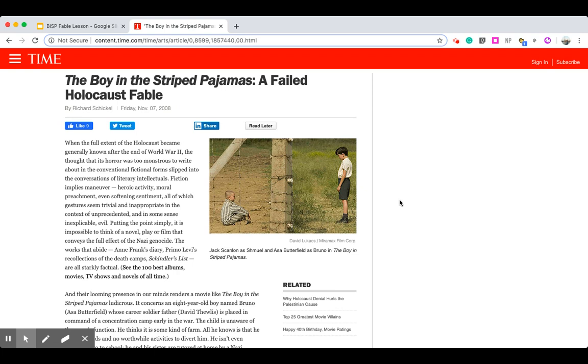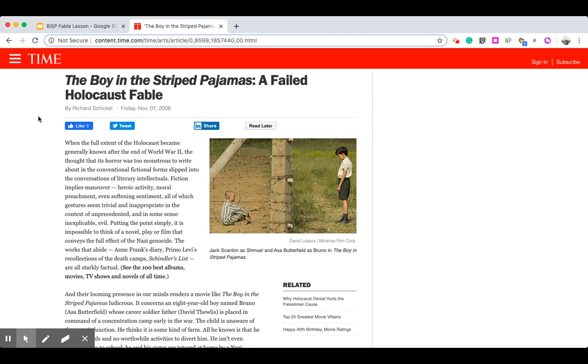Now, this is a review by Richard Schickel, we can say, from Time Magazine of the Boy in the Striped Pajamas movie. But what he's really criticizing here is the story. It's not necessarily something specific to the movie. It definitely is about the story overall.